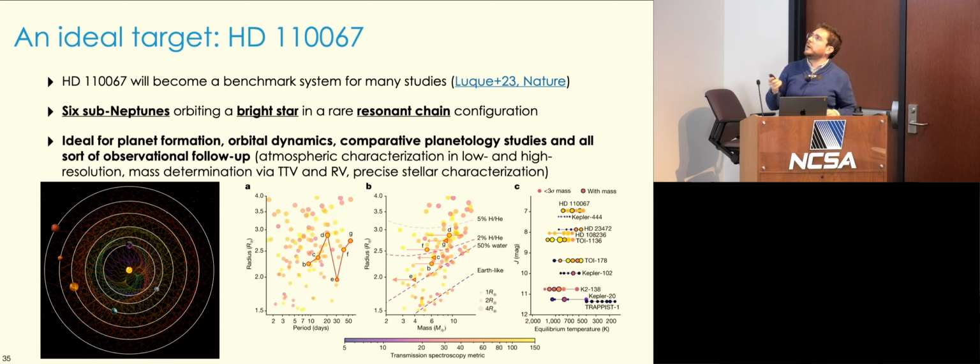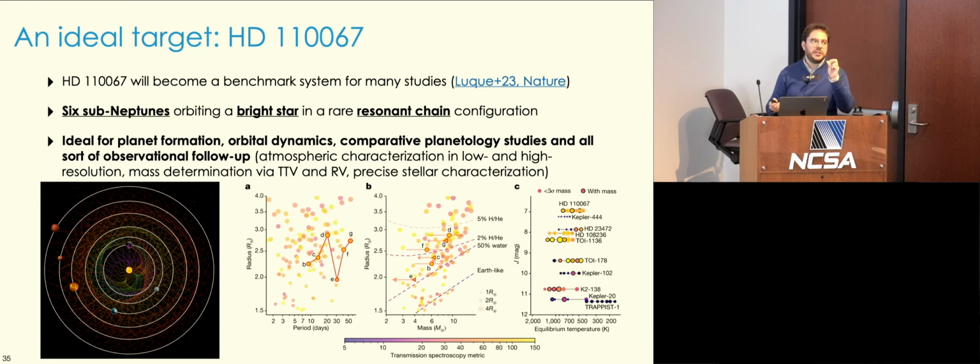This is a recent discovery that we published, I think it was November, and it is HD 110067. So these are 6 sub-Neptunes. They are all transiting. They are orbiting a very bright star. It's a nearby star, like 100 light years, magnitude 8 or something. You could see it with binoculars. And they are in a resonant chain.